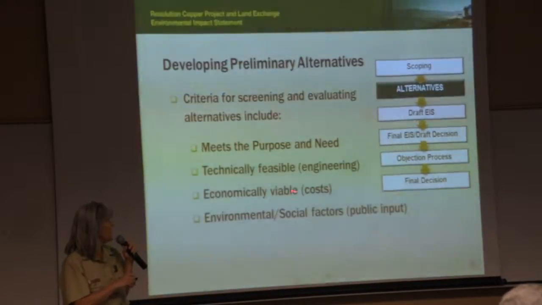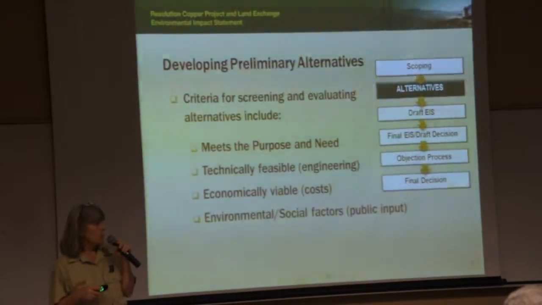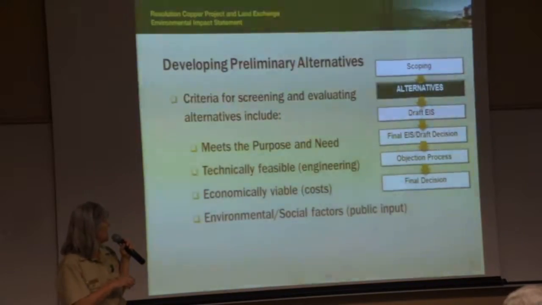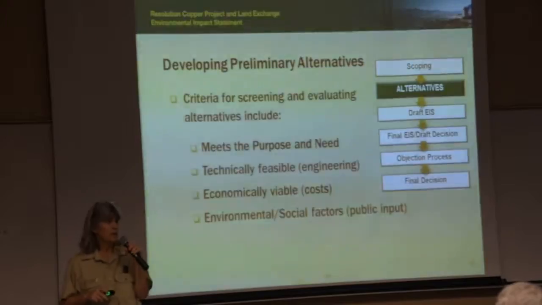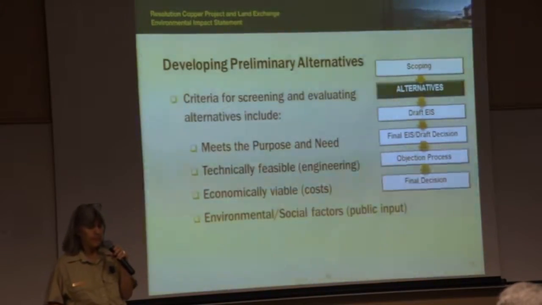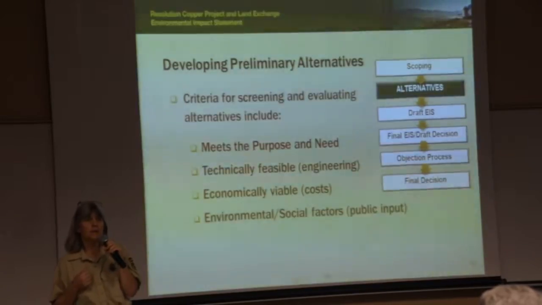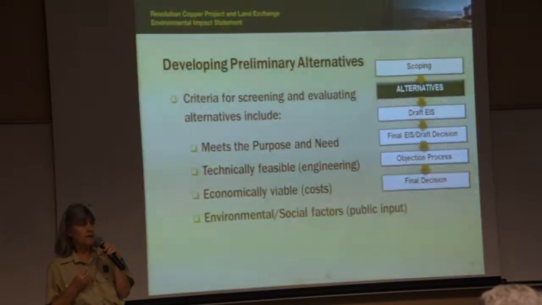Another aspect is, we have to assess the costs associated with these different alternatives, different pieces and parts, and show those comparatively. And then we also are looking at the environmental and social factors. And again, these are those issues and concerns raised by the public in terms of effects. And so if there's concerns about downstream water quality or proximity to communities, we want to be looking at that and see if we can design an alternative that would address those aspects.